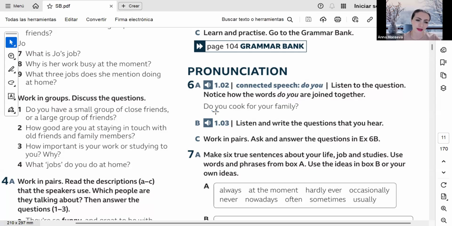Do you cook for your family? Yeah, do you cook for your family? Let's repeat it like 5 times or more.